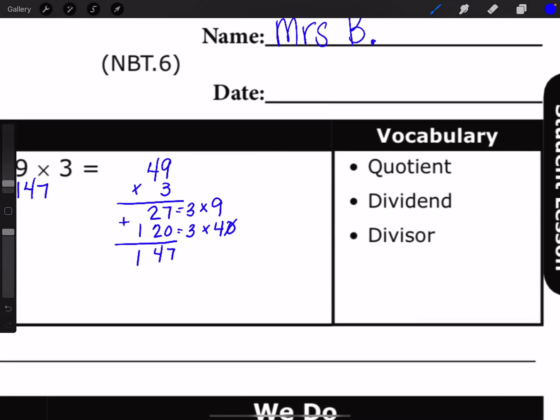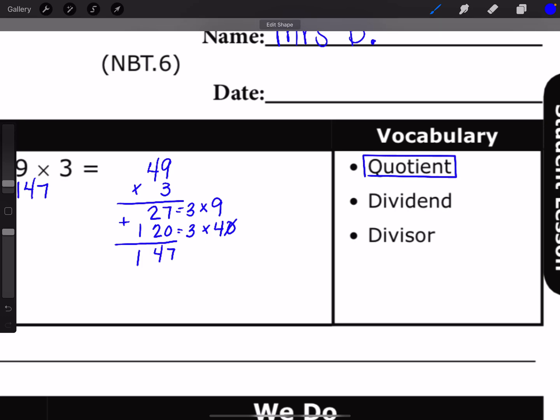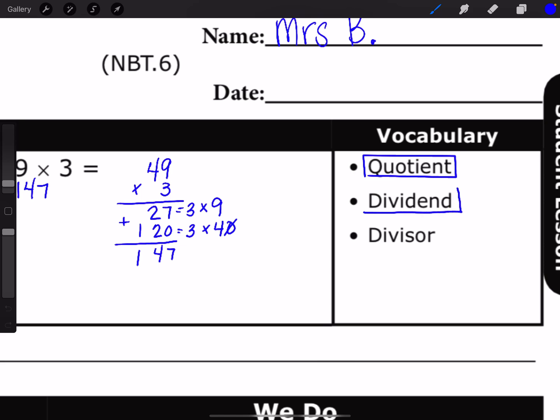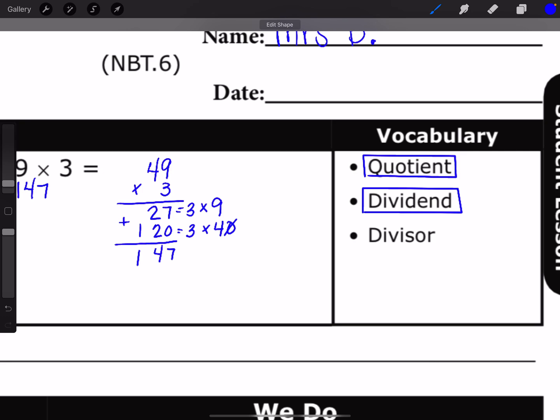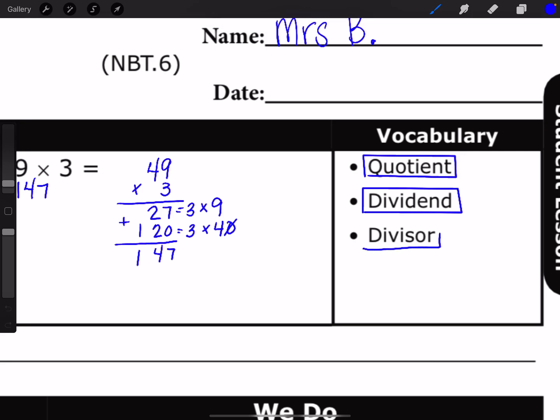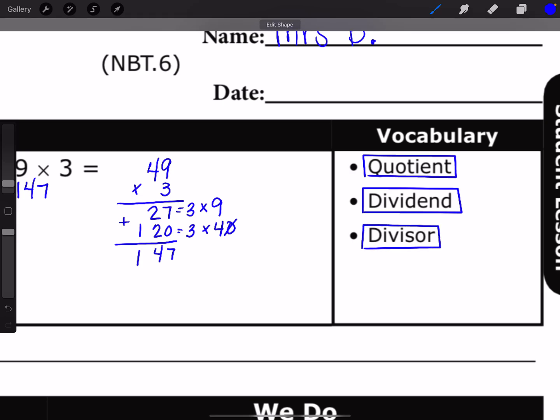Our vocabulary: quotient. Quotient is the answer to a division problem. Our dividend is the big amount that's going to be broken up into groups. And our divisor is the amount of groups that your dividend is going to be broken into.